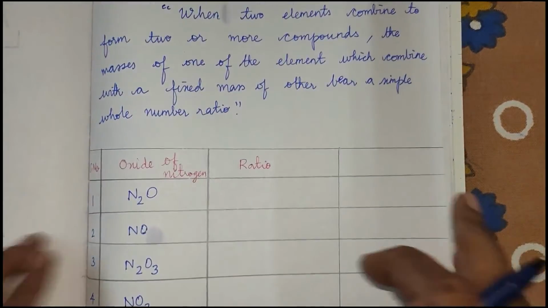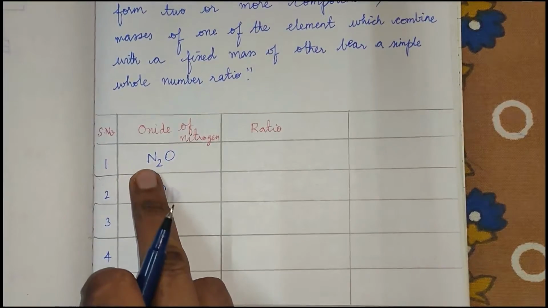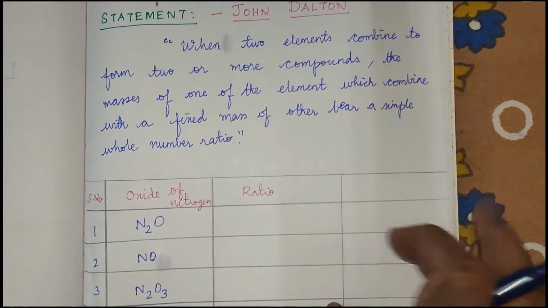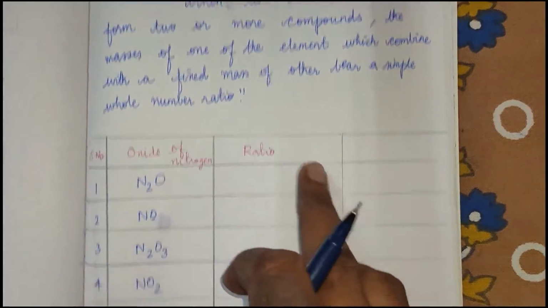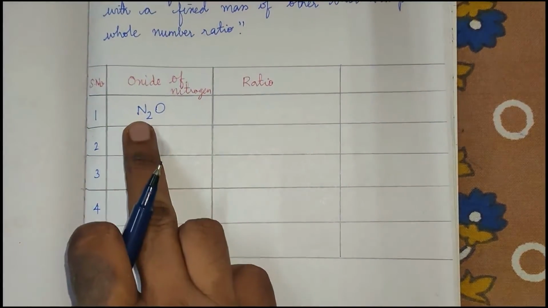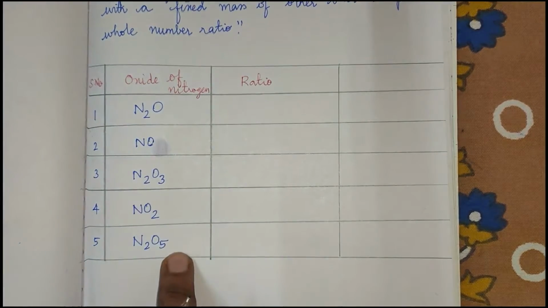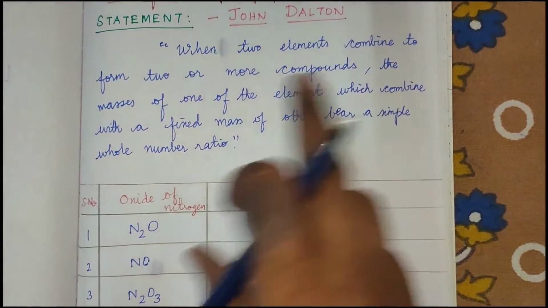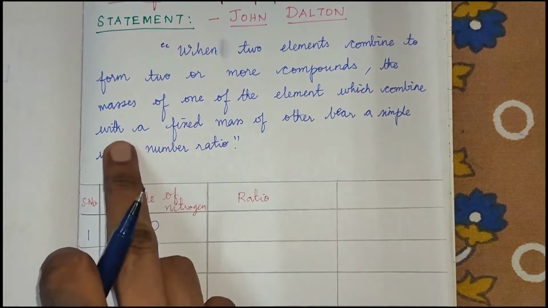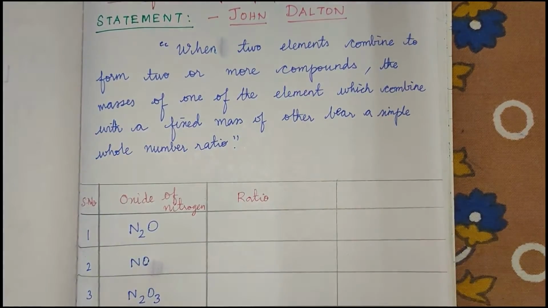Now what is the statement? When two elements, here the two elements are nitrogen and oxygen, combine to form more than 2 compounds. Here it forms 5 compounds. So two elements, nitrogen and oxygen, combine to form more than 2 compounds, in this case 5 compounds. What is the statement? The mass of one element which combines with the fixed mass of the other bears a simple whole number ratio. I am going to explain it now.